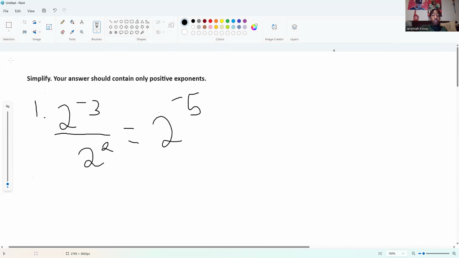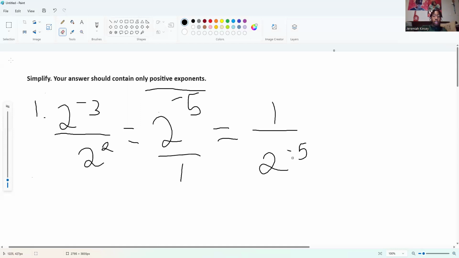What does the example say? Your answer should only contain positive exponents. So you ask yourself, how do we get this negative 5 to become a positive exponent? We just do a reciprocal. Bring this to the bottom, and what goes on the top? 1, because this was originally 2 to the negative 5 over 1, but you do the reciprocal, and that'll be the answer. So 2 to the 5th.